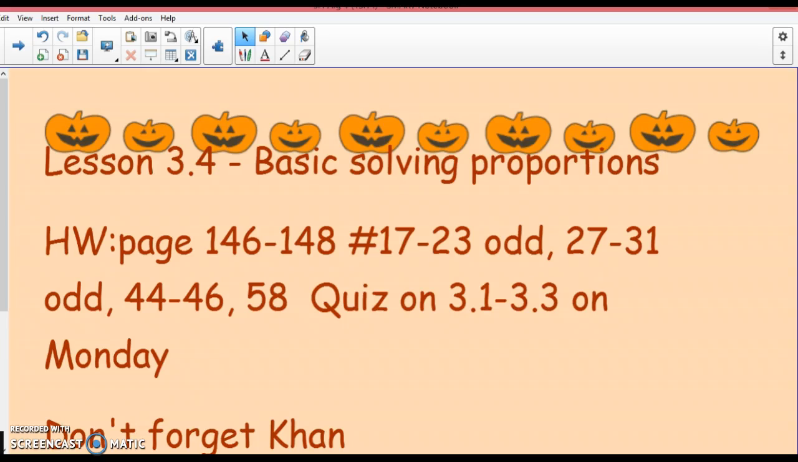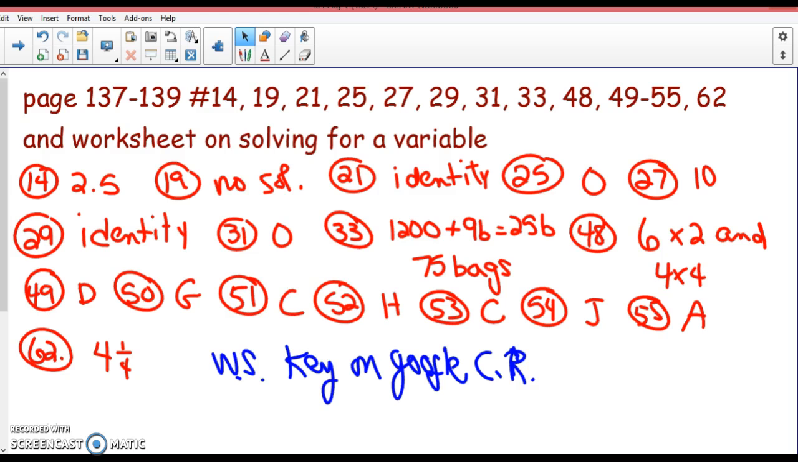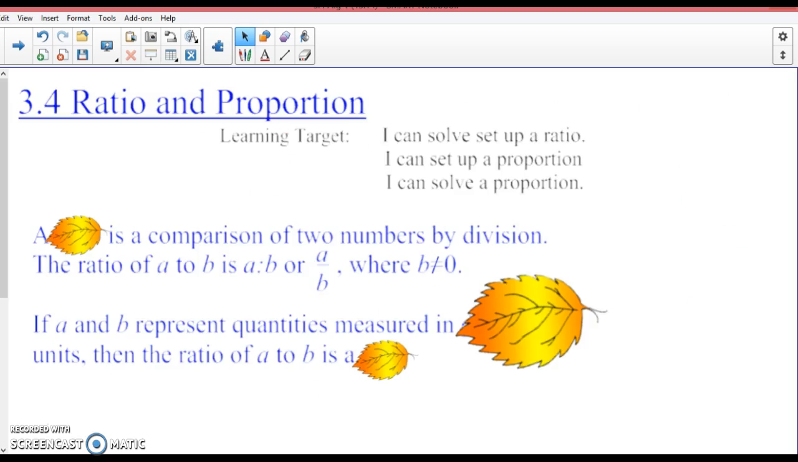Lesson 3-4, basic solving proportions. It's day 1. That's the homework that goes with it. Here are the answers to last night's homework, so pause that and check it. And then find this page in your packet. We are starting to talk about ratios and proportions.